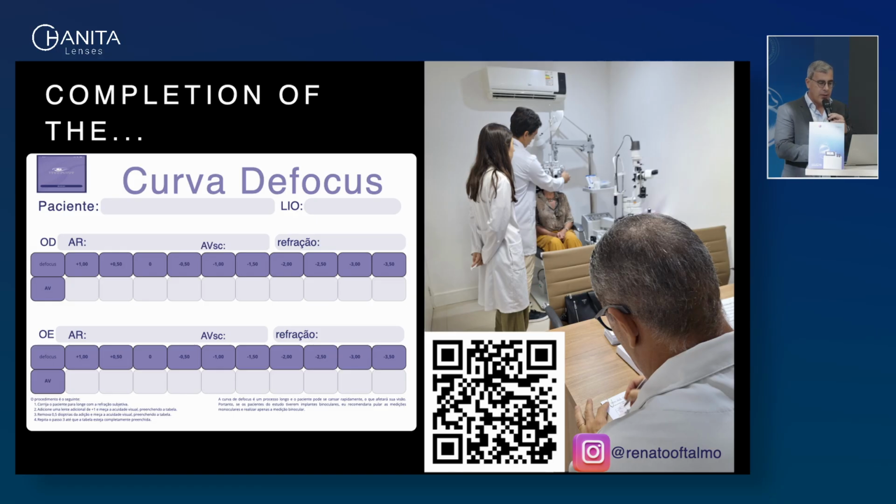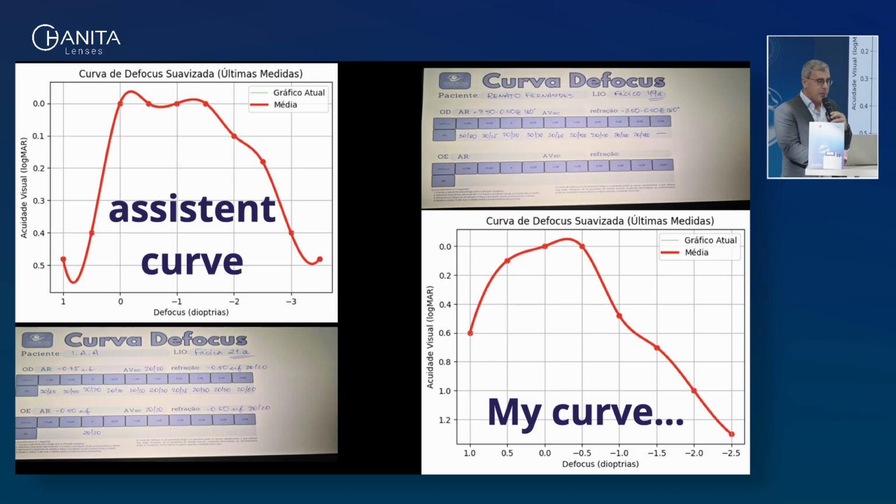And this is how it looks. This is my assistant's curve, just for comparison. My assistant is 21 years old, and she's a pretty light myope with -0.5. She has 20/20 visual acuity without correction, and corrected, she's 20/20. And you can see she has a pretty steady accommodation, and it falls only after -2.5.